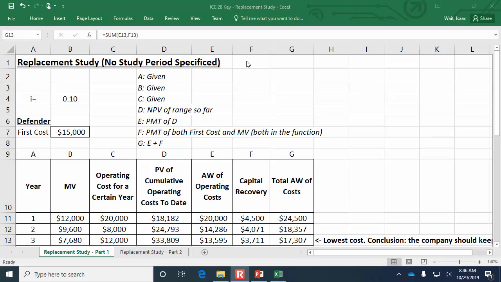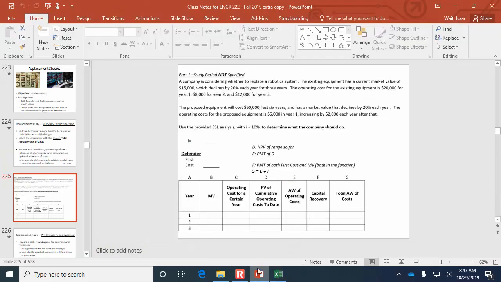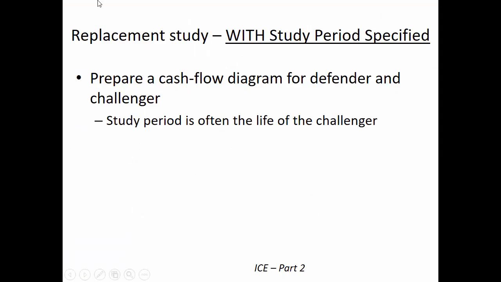If you haven't quite figured out the spreadsheet so far, just keep in mind that the solution is in the recording, and I went through all of the calculations, so if you want to rewatch the video, you can see which cells were included in the formula and where there was a minus sign and all that sort of thing. We need to move on and talk about the next situation where a study period is specified.